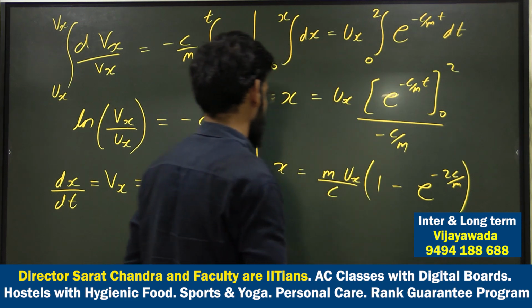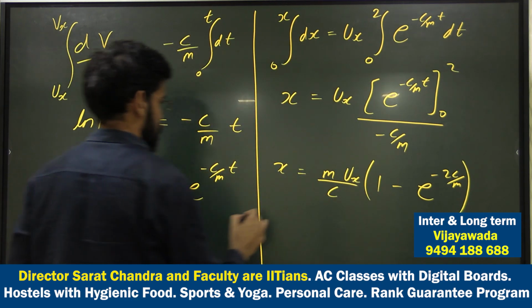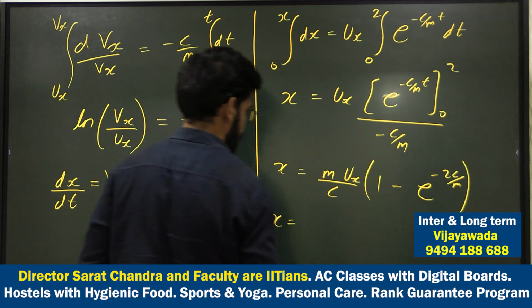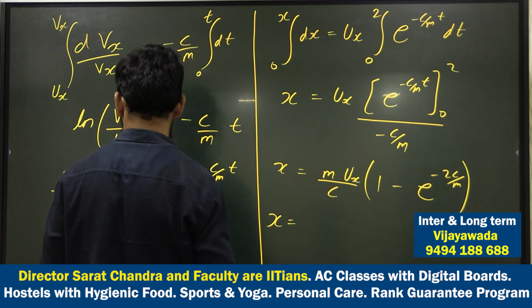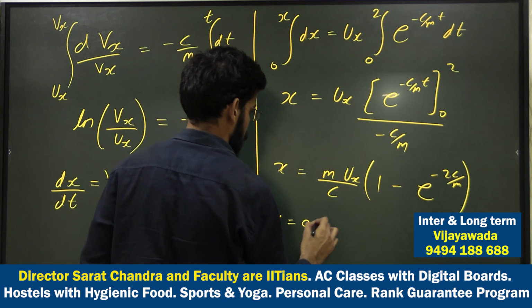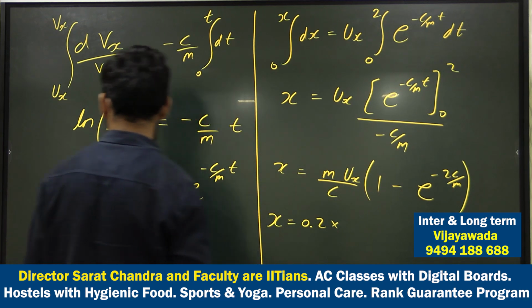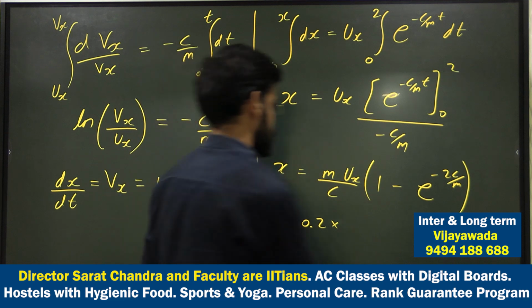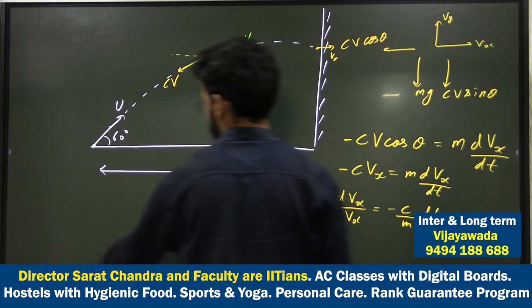Okay, now put the values here. Okay, so x equals m value 0.2, ux we can say what? u is given na, 270.